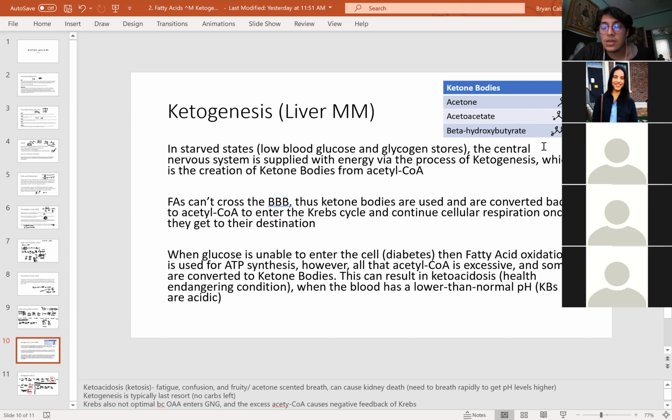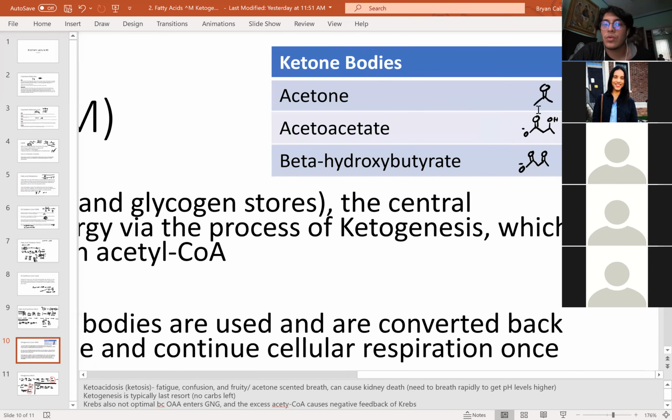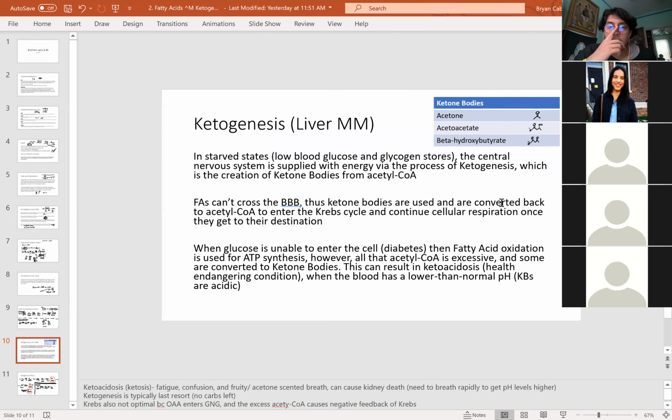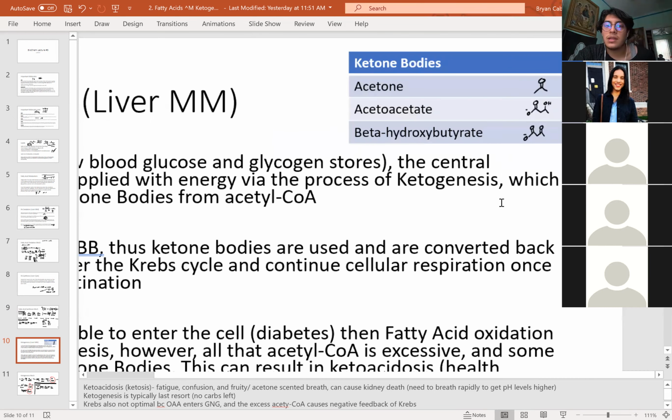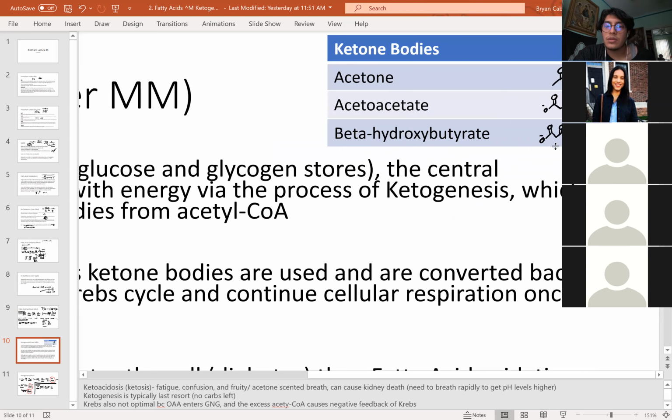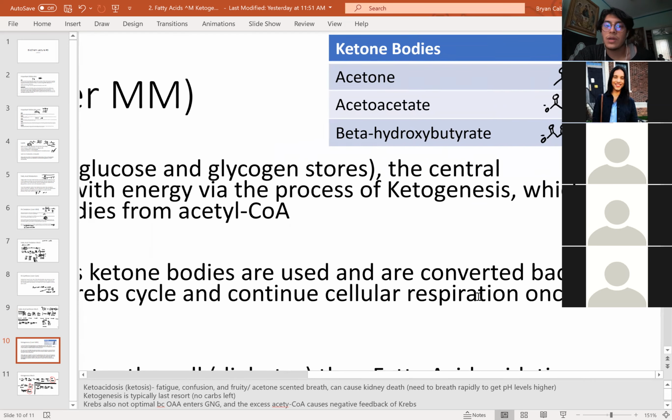We have 3 different ketone bodies. We have acetone, which is just a ketone with 2 methyl groups. We have acetoacetate, this structure right here, and then we have beta hydroxybutyrate, which is basically this alcohol which is oxidized into a ketone. And just recognize the language used, the beta in beta hydroxybutyrate, it's just alpha, beta, right? Just 2 carbons away makes something a beta.